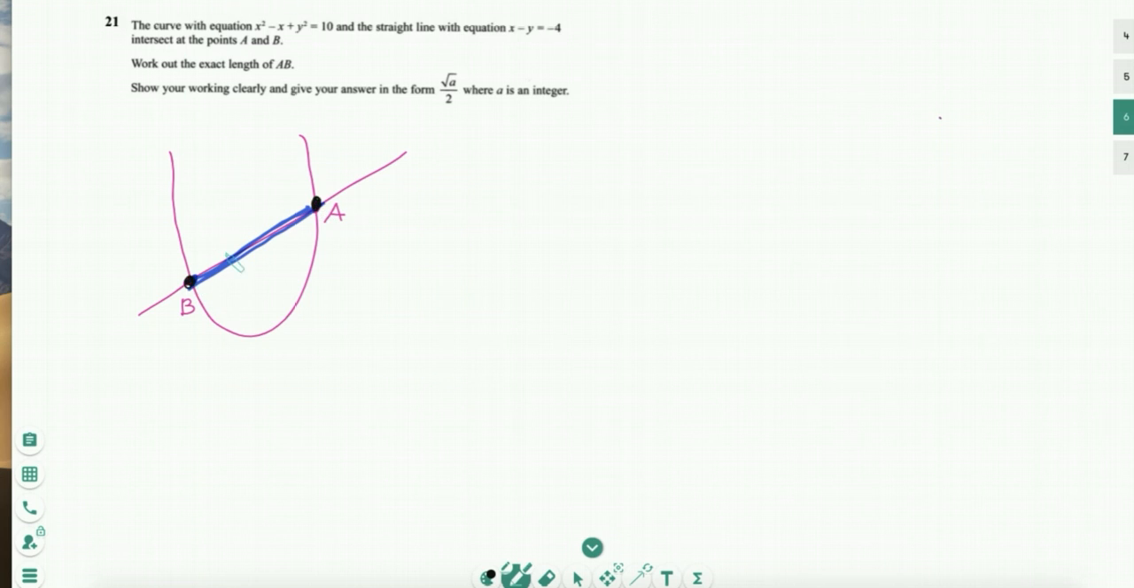A and B are the intersections between the two lines. So first things first, you should get both equations of lines and create a simultaneous equation out of them. So x squared minus x plus y squared equals 10. That's our curved line. And then our straight line is going to be x minus y equals minus 4. And we've created a simultaneous equation. Now we just want to solve it.